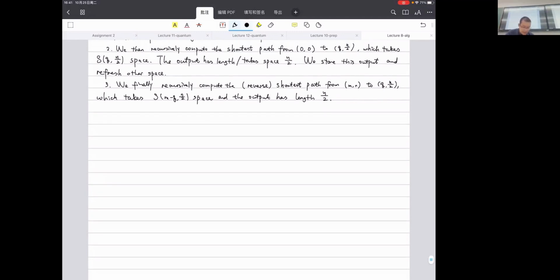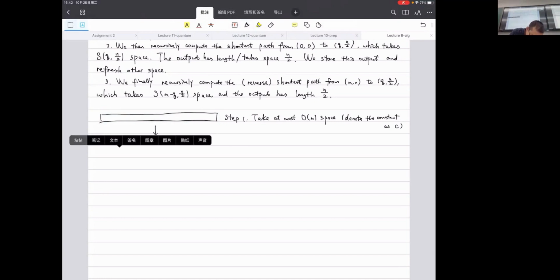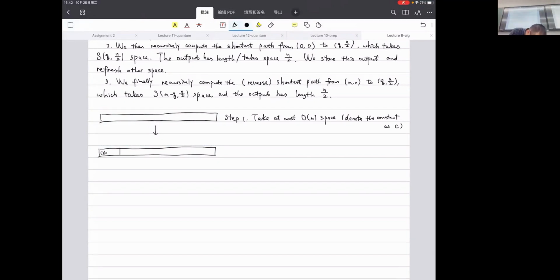So maybe let's draw something a little bit more intuitive. Assume that this is a space that we have to solve the problem. Step 1 here is to take at most cm space, where we denote the constant in big O still as c here. This is the first step where we call the original algorithm. The next step, we just copy this here. We know and store the value of (q, n/2) here. We delete one space here, and then we subsequently run the f part recursively, and this is going to take at most S(q, n/2) plus 1 space.